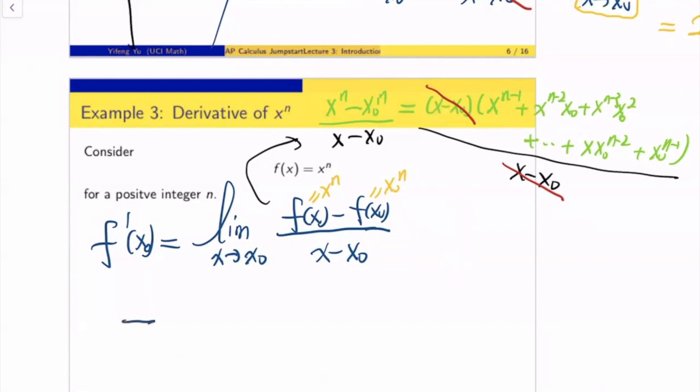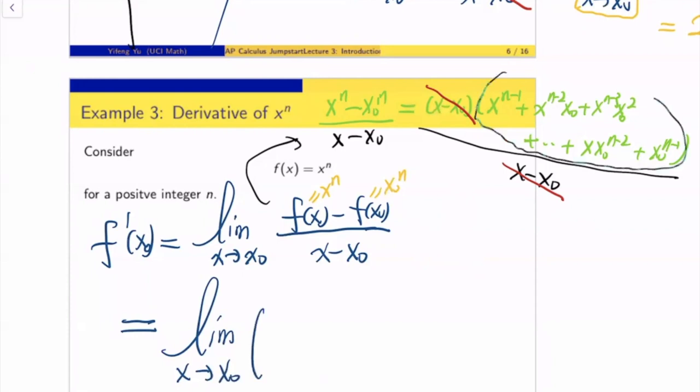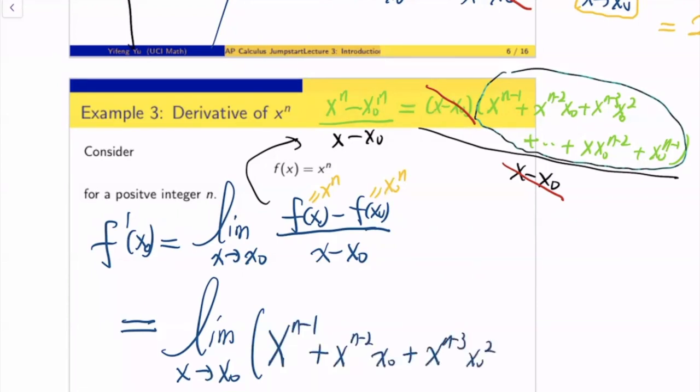This equals the limit as x goes to x zero, and all we need to care about is right here. So the limit of those terms: x to the n minus one, plus x to the n minus two times x zero, plus x to the n minus three times x zero squared, and all the way to x zero to the n minus two, plus x zero to the n minus one.